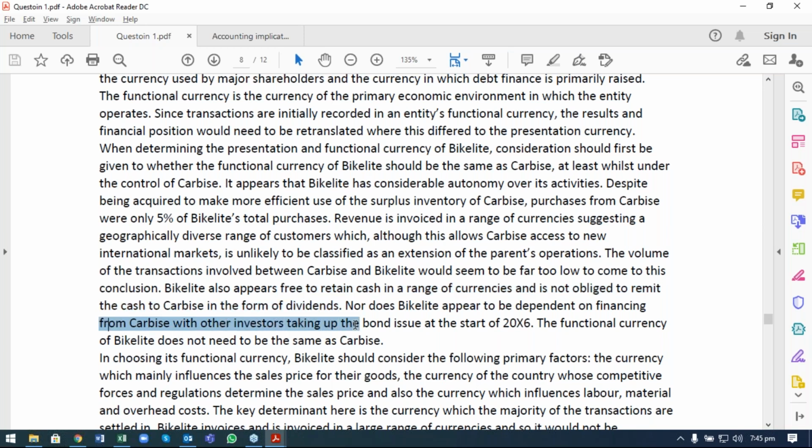How do you know that backlight is not depending upon the financing from the parent company? Because the backlight has issued some debt instruments, and none of the debt instruments were purchased by the parent company, because the parent company is already in a process of disposing of its holding within the subsidiary company, the backlight company. Then in choosing its functional currency, backlight should consider the following primary factors.